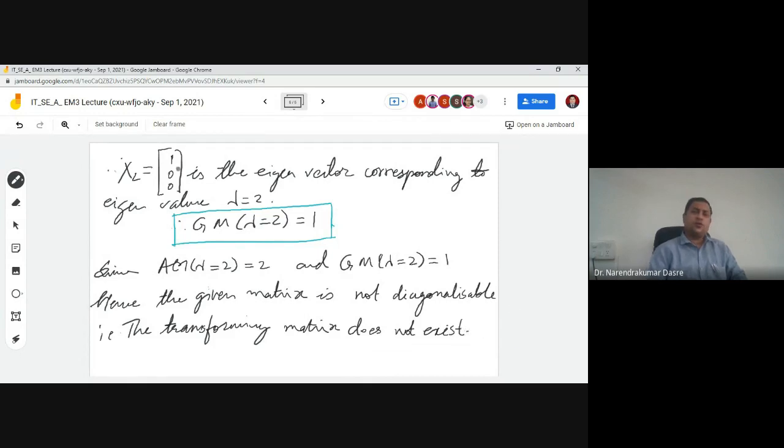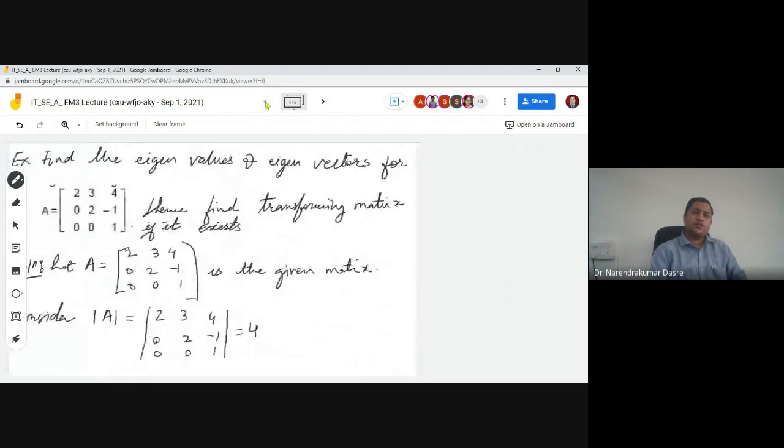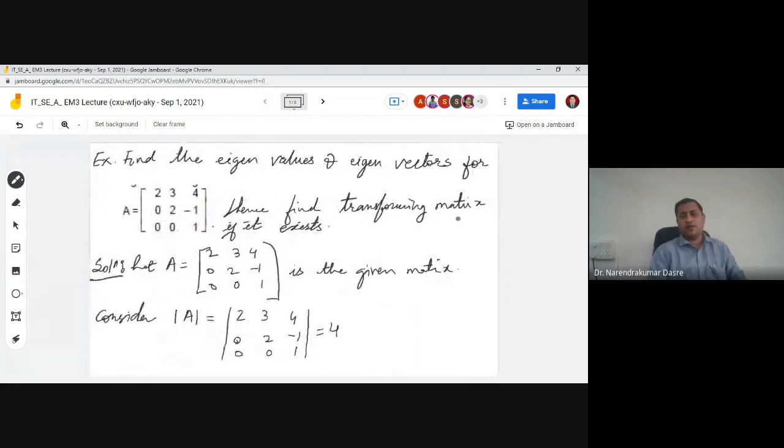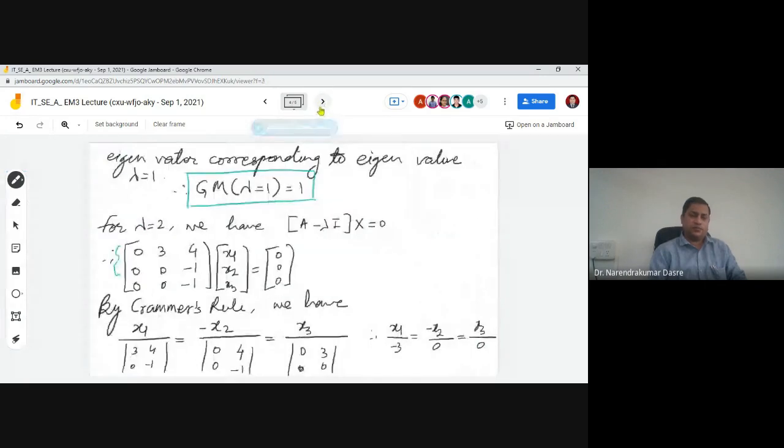Okay, so what was the question given to you? The question was find eigenvalues and eigenvectors. The first part is to find the eigenvalues and eigenvectors for the matrix, and hence find the transforming matrix if it exists. If it exists, then we have to find it. But we proved that it does not exist.